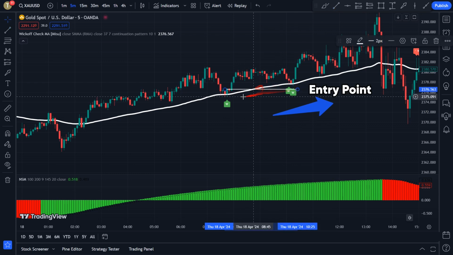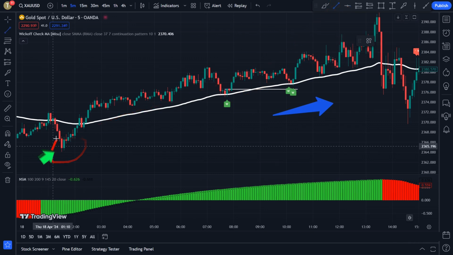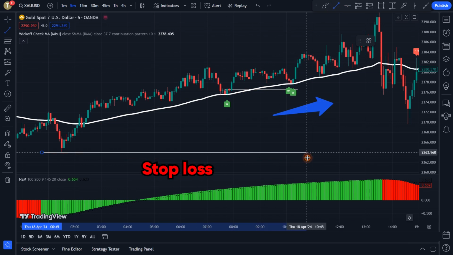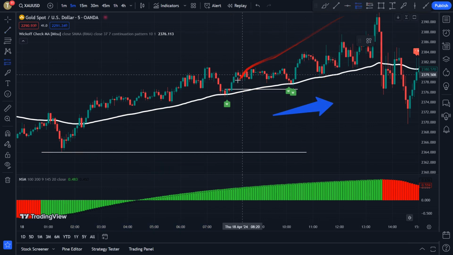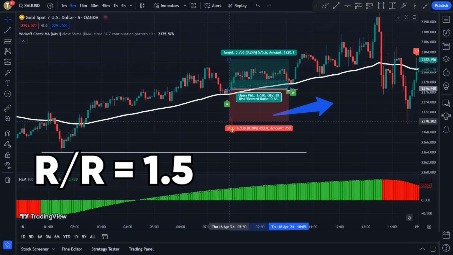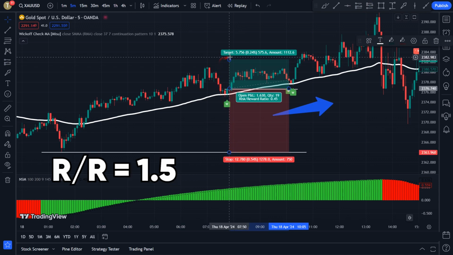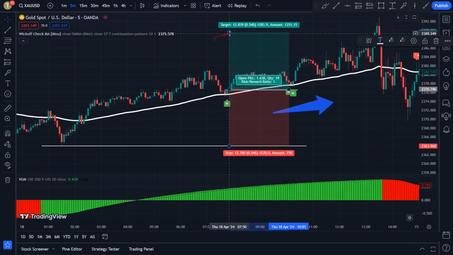Now just set the stop loss for the trade. For this, find the last swing low and place your stop loss slightly below that. For the take profit, consider a risk to reward ratio of 1 to 1.5 and wait for the trade to close with a profit.